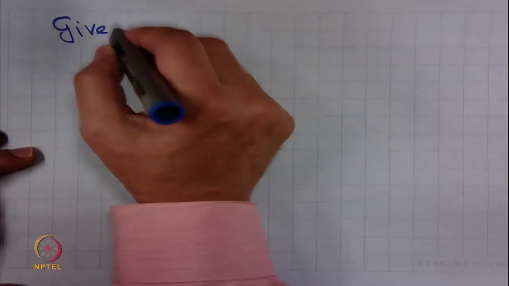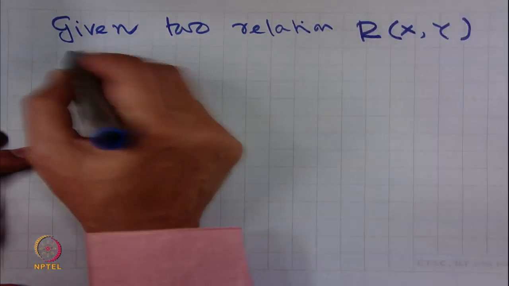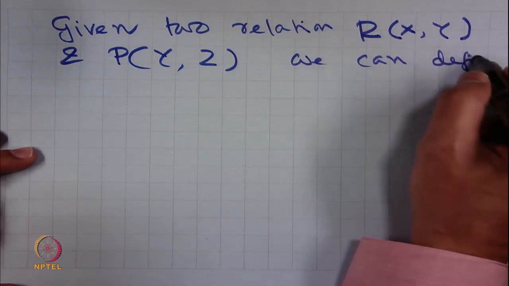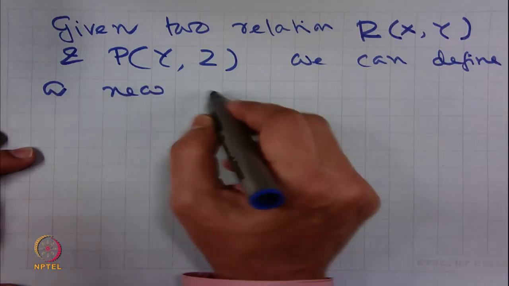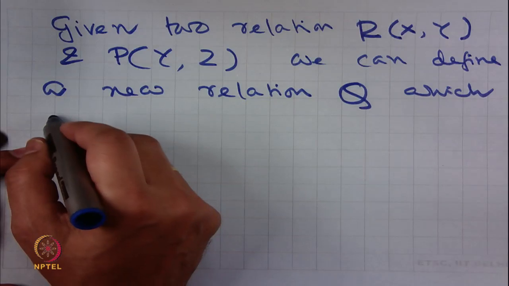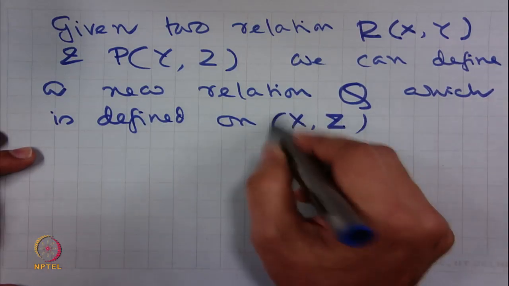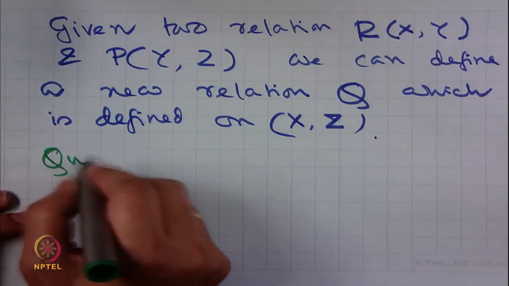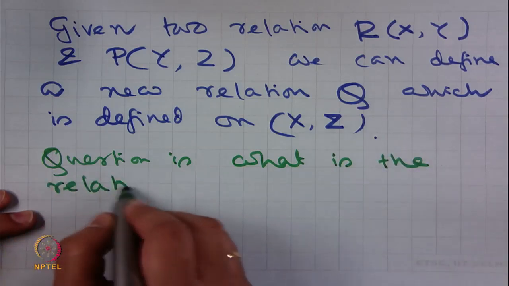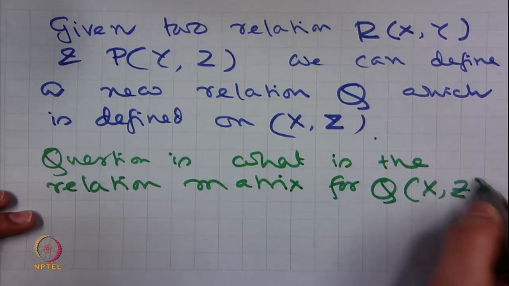Given two relations, R(x, y) and P(y, z), we can define a new relation Q, suppose, which is defined on x, z. Question is, what is the relation matrix for Q(x, z)?